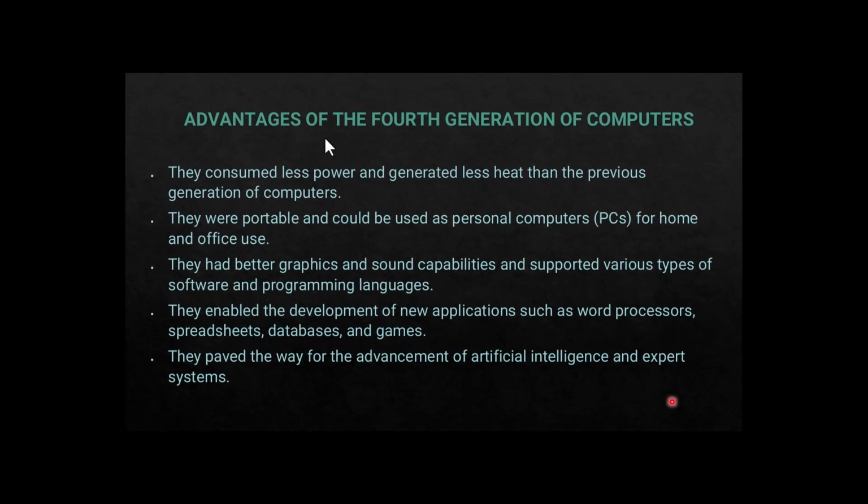Here are some of the advantages of the fourth generation of computers. One, they consumed less power and generated less heat than the previous generation of computers. Two, they were portable and could be used as personal computers, that's PCs, for home and office use. Three, they had better graphics and sound capabilities and supported various types of software and programming languages. Four, they enabled the development of new applications such as word processors, spreadsheets, databases, and games. And the last one, they paved the way for the advancement of artificial intelligence and expert systems.